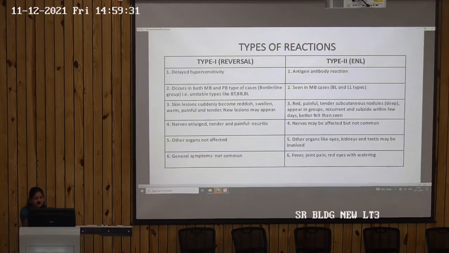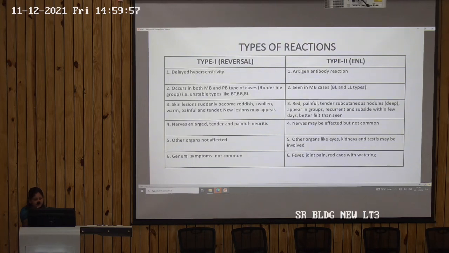Nerves are enlarged, tender and painful. Neuritis will be seen. Nerves may be affected, but it is not common in type 2 reaction. अगर nerves दिख रही हैं affected, it is mainly a type 1 reaction. ठीक है, ये दोनों difference हैं. Then other organs are not affected here, while other organs are involved in type 2 reaction. So दोनों को differentiate करना होगा. Then you can differentiate accordingly.